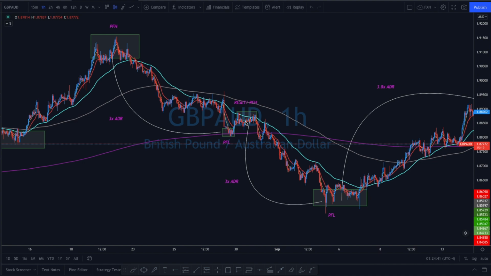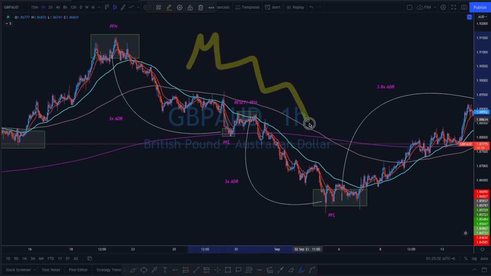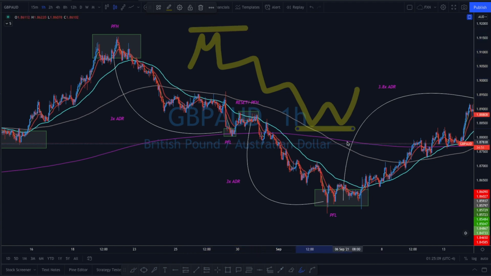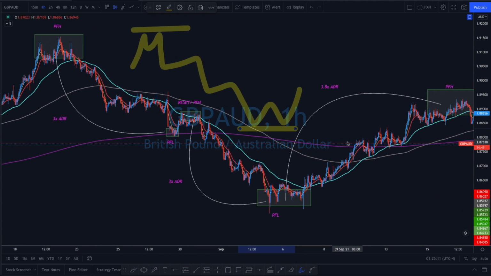Remember what the purpose of a reset is. The purpose of a reset is for market makers to continue to move in that same direction that they've been going in. That's the whole purpose of a reset. So we have the market maker cycle, but this cycle is not enough for them to make the move that they want to make.